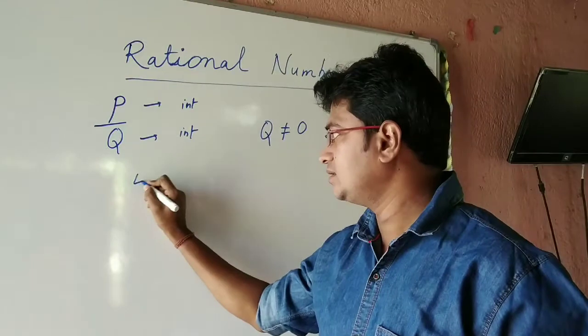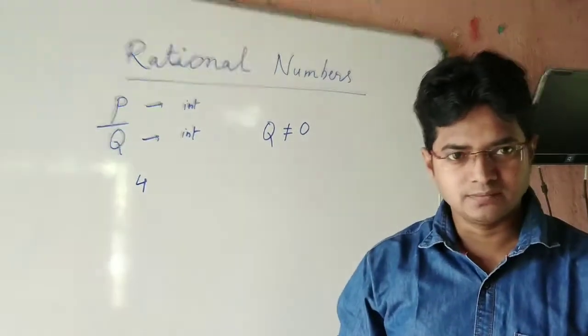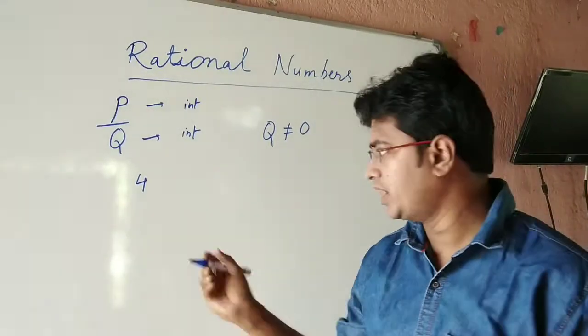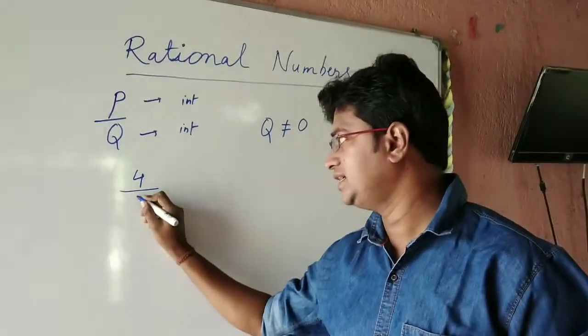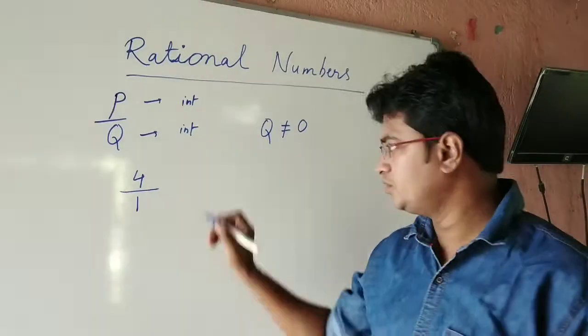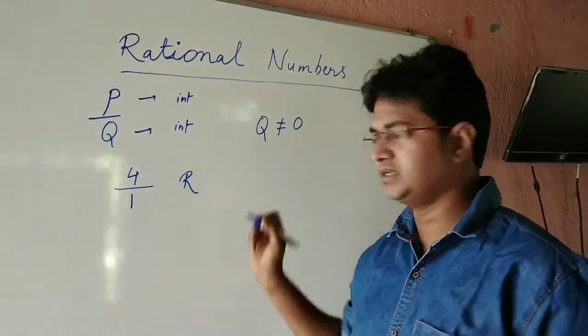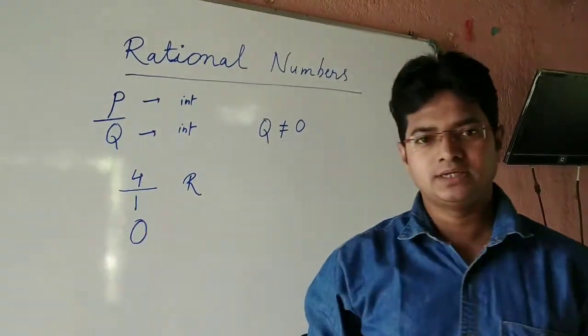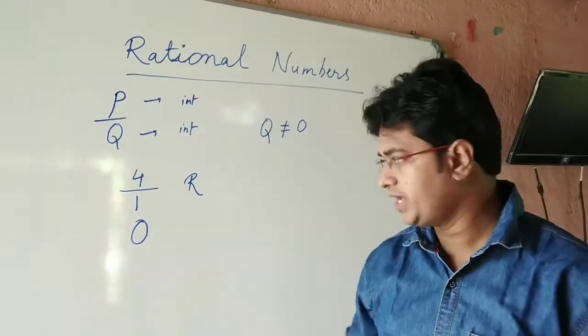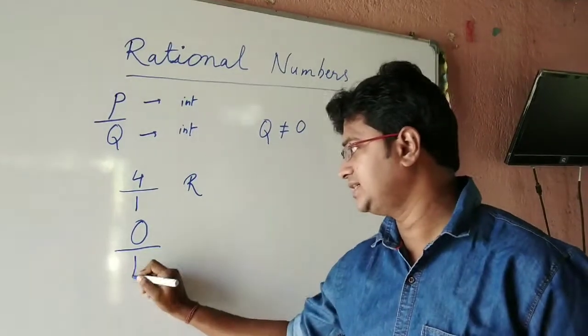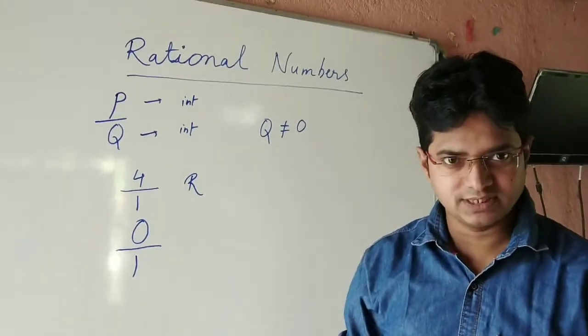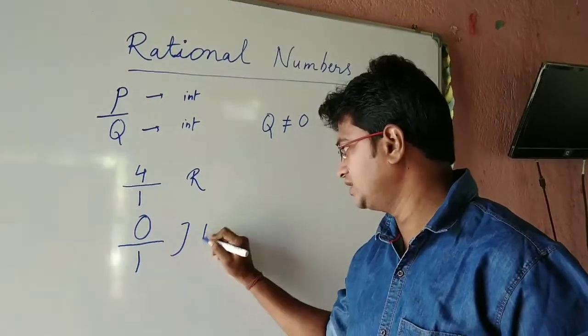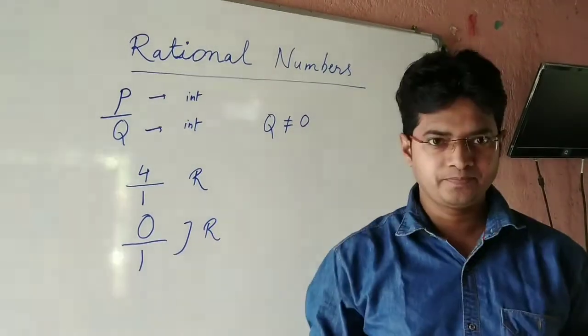If I am saying 4, is 4 a rational number? Your answer will be yes. Why? Because in the denominator if nothing is given, we know 1 is there. So this is an example of a rational number. If someone asks you, is 0 a rational number, your answer will be yes. Why? Because in the denominator if nothing is there, 1 is always there. So this is also an example of a rational number.